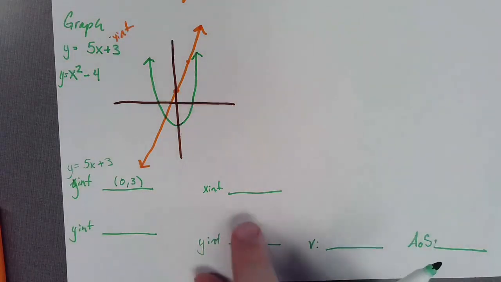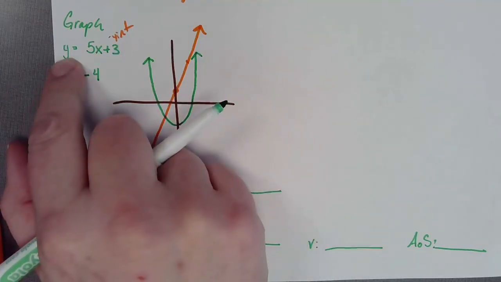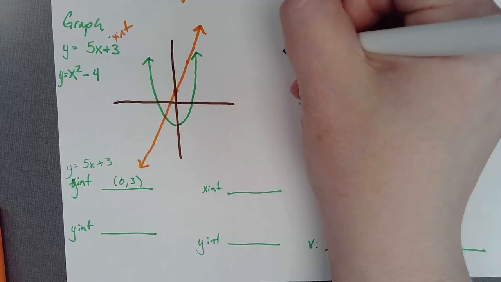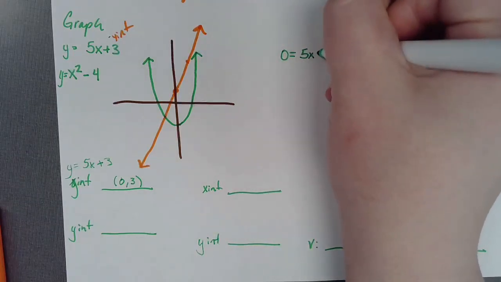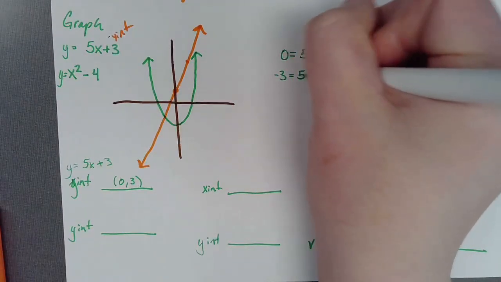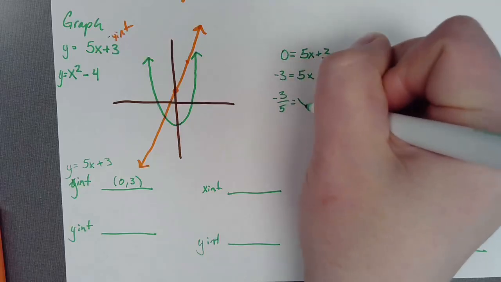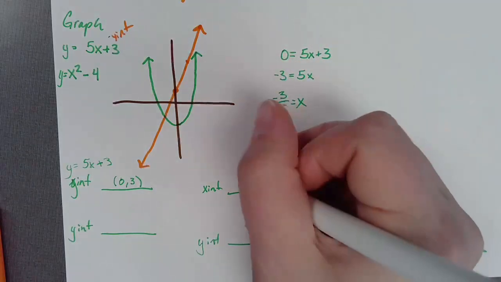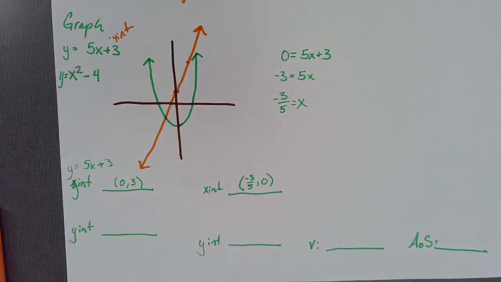The x-intercept is a little bit more challenging to find because what I'm asking you for is where does it cross over the x-axis, meaning when is y 0? So you might actually have to do some math for that one. To find my x-intercept, I'm going to plug in 0 for y and solve for x. So I subtract the 3 from both sides and I'm going to divide by 5. What this is telling me is that my x-intercept is at -3/5, comma, 0.